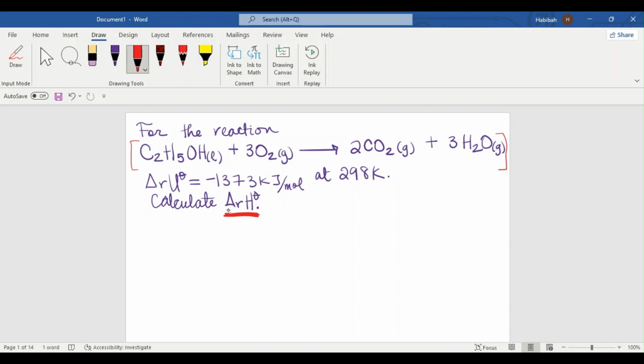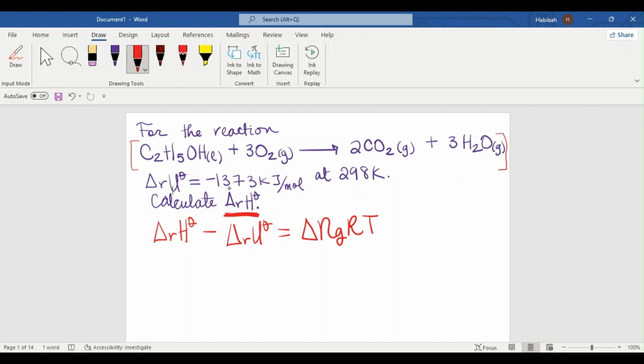So the first thing you have to do is write out the equation that connects both internal energy and enthalpy. And it is this equation here. The change in enthalpy of the reaction minus the change in internal energy of the reaction equals the change in the number of gases for products and reactants for the reaction times the gas constant times temperature. So you have the change in the number of gases for the reaction times R times T.